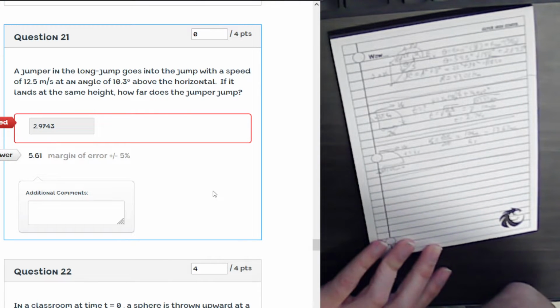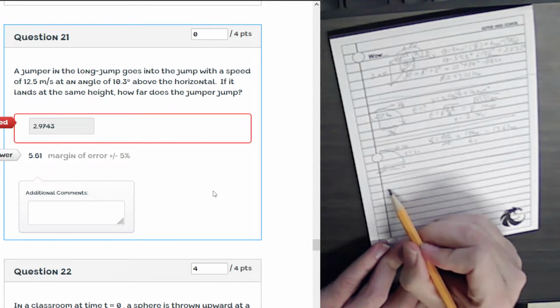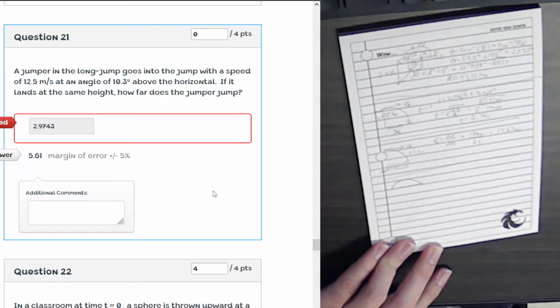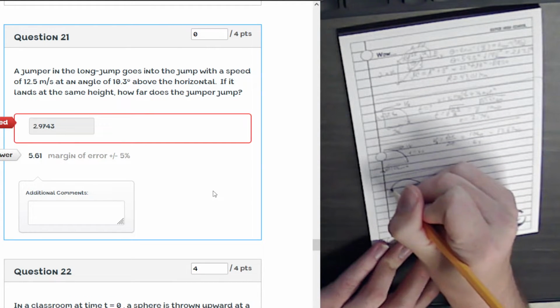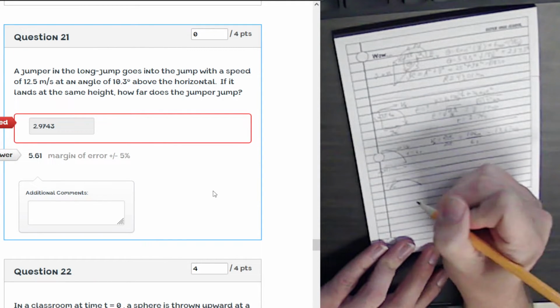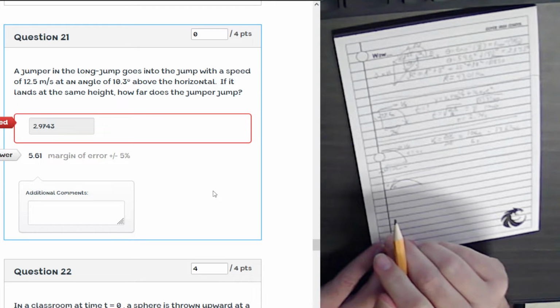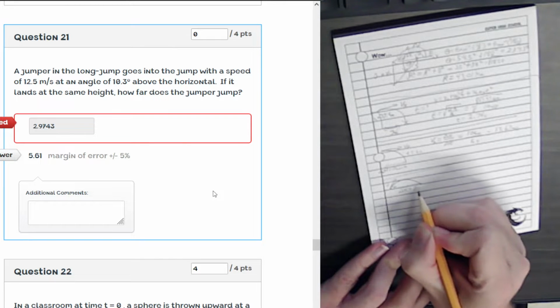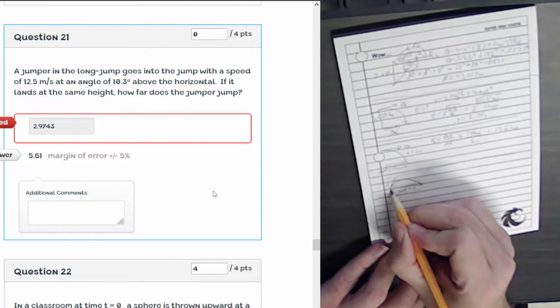21. A jumper in the long jump goes into the jump with a speed of 12.5 meters per second at an angle of 10.3 degrees above the horizontal. If it lands at the same height, how far does the jumper jump? Okay, so it's going to go up, and it's going to come back down. And it gives us this initial velocity and the launch angle. And it asks for the distance. So we want to find delta x in this case.